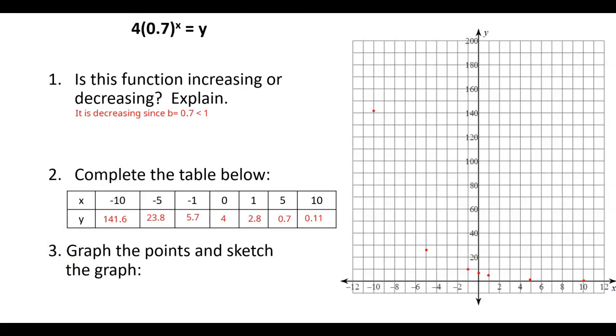So for this particular problem, we see that it's decreasing because the b value is 0.7, which is less than 1. And here's the table values. Notice in particular that when x equals 0, the y value is 4, because as I said, that's the y-intercept, which is this number here, located right on the y-axis. And I've plotted all my points as well. I haven't connected them yet. Let's go ahead and do that now.